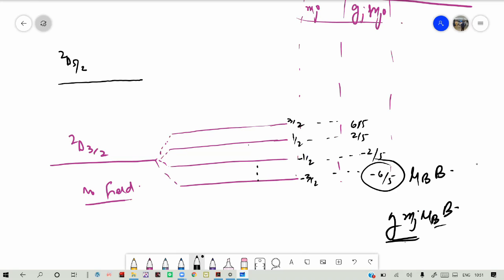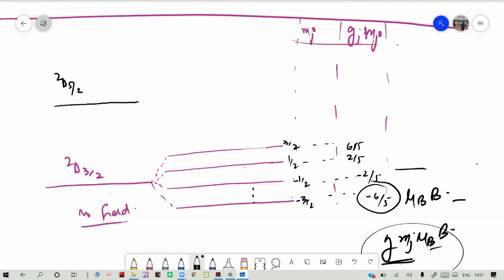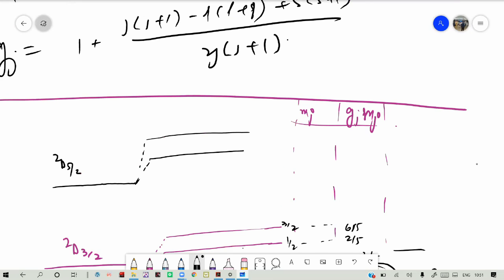Okay, so it will be minus 6 by 5, so minus 6 by 5 to this minus 2 by 5. So you can calculate the shift difference, the separation between these two, by taking the values of these two different levels. Okay, for MJ, J plus 1 and J. So you can calculate the separation distance from these values. And they are not equal.